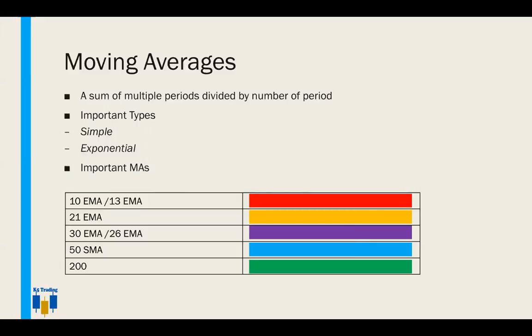Every currency pair reacts differently to the different moving averages. Sometimes you will find that Euro USD is actually reacting to the 50 SMA, and sometimes it's reacting to the 200 SMA. You will also find that Great British Pound and USD always react to the 26 or 30 EMA. And you will find that some other currencies may only react to the 21 EMA.